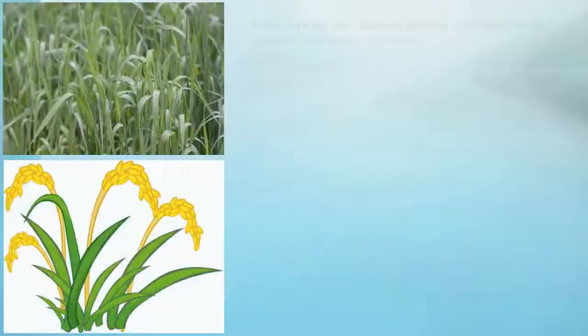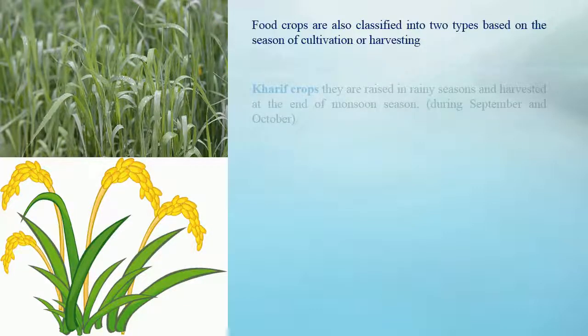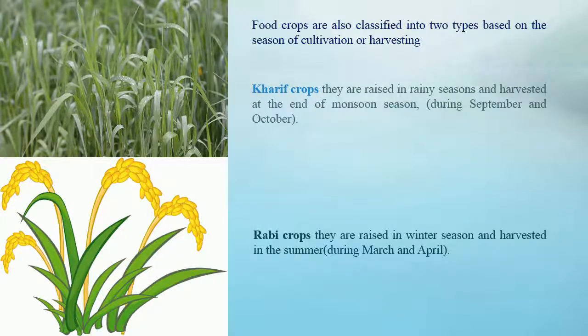Food crops are also classified in two types based on the season of cultivation or harvesting. First one is Kharif crops. Kharif crops are raised in rainy seasons and harvested at the end of monsoon season, that is during September and October. Rabi crops. Rabi crops are raised in winter season and harvested in the summer, that is during March and April.